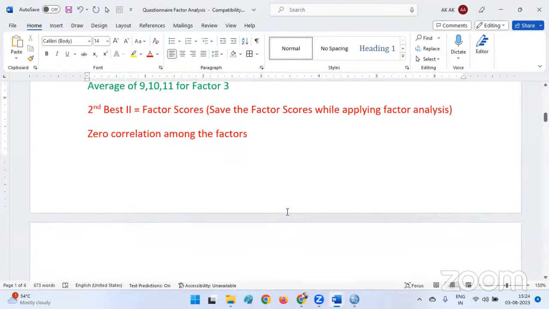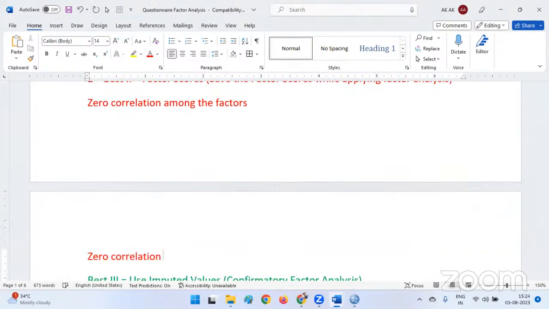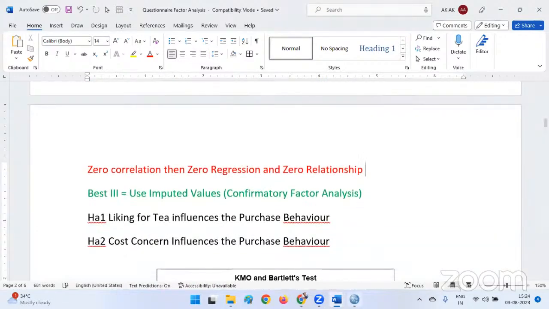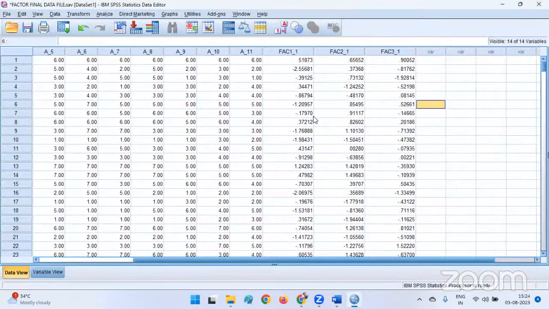Now the problem is, if there is 0 correlation, then there is 0 regression and 0 relationship. So this is the biggest shortcoming with factor scores: all dependent and independent variables cannot be factor scores. There should be one which is not a factor score, which is an average. So we have to calculate the average of the dependent variable.